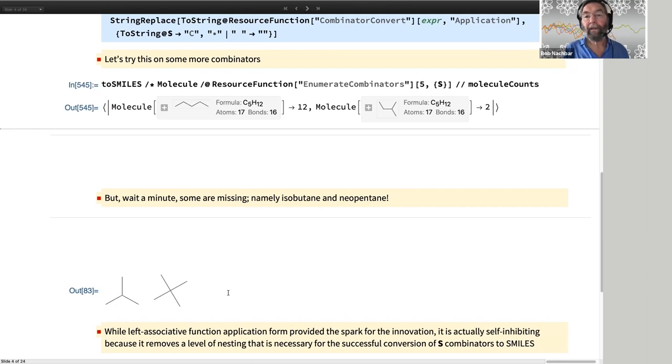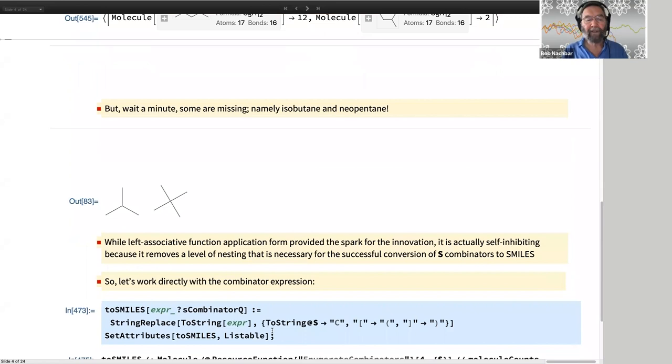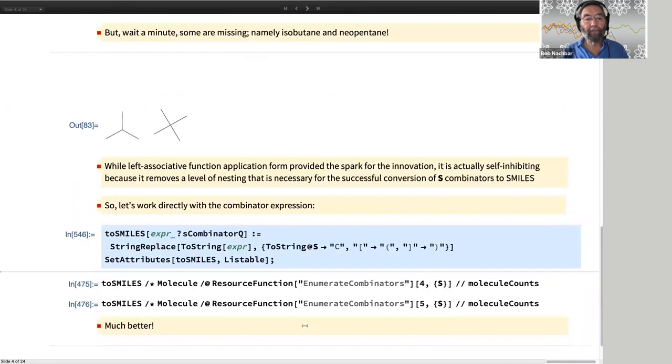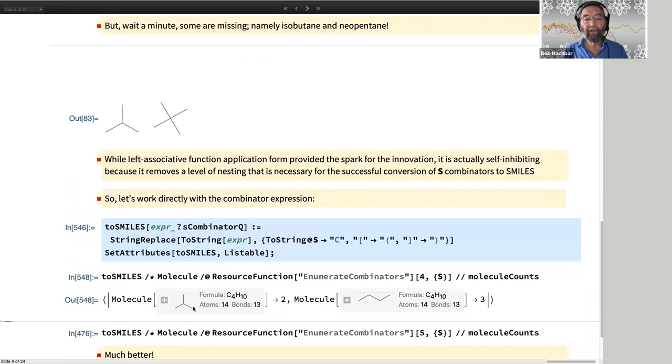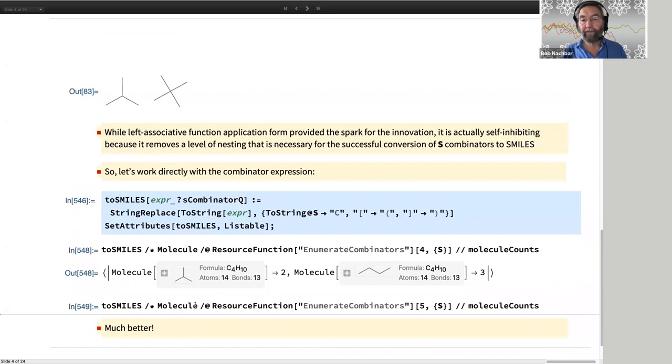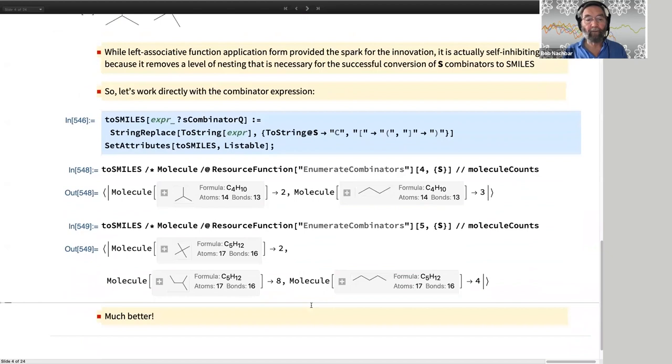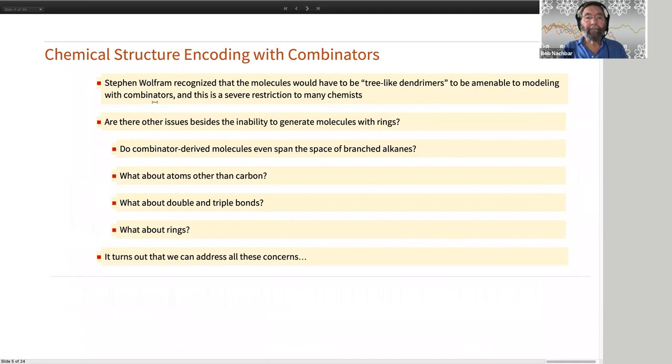So if we work directly with the combinator expression itself and convert it to SMILES, converting the square brackets to parentheses and the S symbol to the letter C for carbon, the extra parentheses that we get are really not a problem. And as we can see here, we now get isobutane. And if we do the five symbol ones or five atom ones, we also get neopentane. So we're just fine that way. So the recognition that we could convert combinators into SMILES strings and therefore chemicals was a very keen insight on Stephen's part.